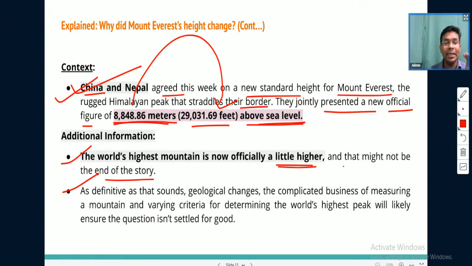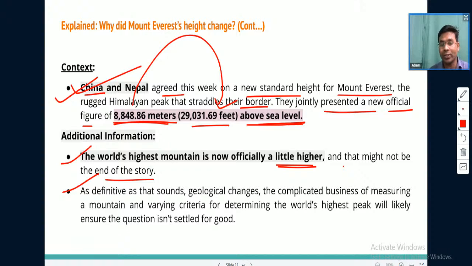But the thing is, the height of Mount Everest is continuously changing. Sometimes it increases, sometimes it decreases. Why does it increase? It increases because of tectonic activities, when the Indian plate, the plate of the Indian subcontinent, moves towards the Asian plate. So what happens? The height of Mount Everest increases, but at the same time, earthquake activities lead to the reduction of the height of Mount Everest. So simultaneously the height of Mount Everest may increase and may decrease over a period of time.